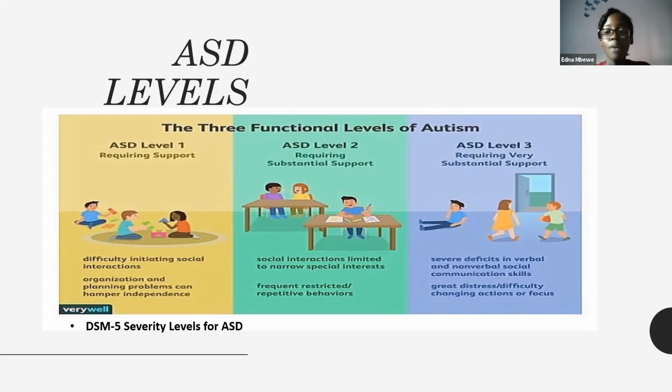They function, but however, have small issues with back and forth conversations and have difficulty switching between activities. This is basically a high functioning level. Then there's level 2, requiring substantial support. In this level, the child has limited social interaction and has frequent, restricted, or repetitive behavior. And finally, level 3, requiring very substantial support. In this level, the child may say very few words and will have no verbal or non-verbal skills and will be extremely resistant to change in their routine.